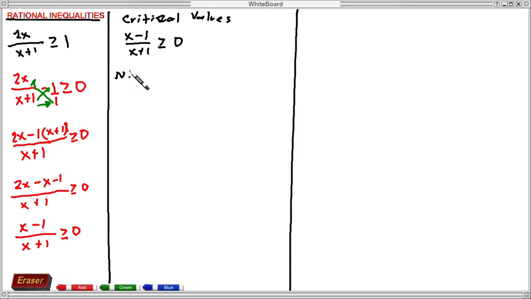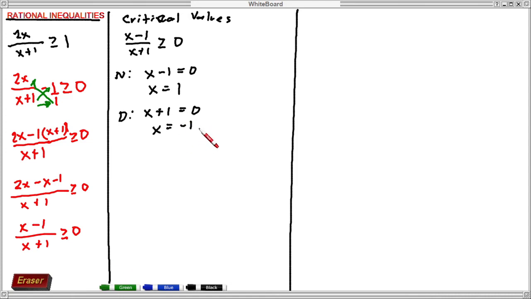So we have x minus 1 is equal to 0, wherein we can get the x is equal to positive 1, no? And our denominator is x plus 1 is equal to 0, and we can get that the value of x is equal to negative 1. Okay, so we have negative 1 for denominator and positive 1 for our numerator. These are the critical values of this inequality. Okay, so now let us graph the critical values.